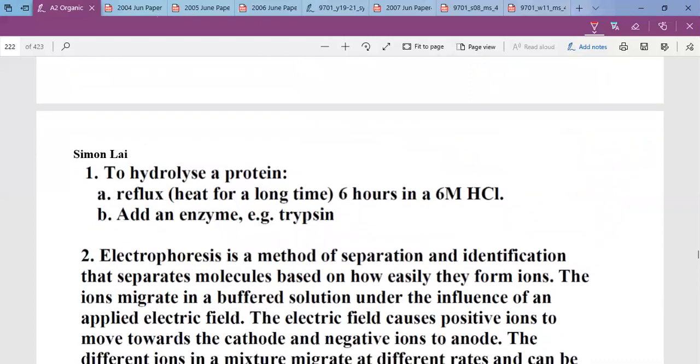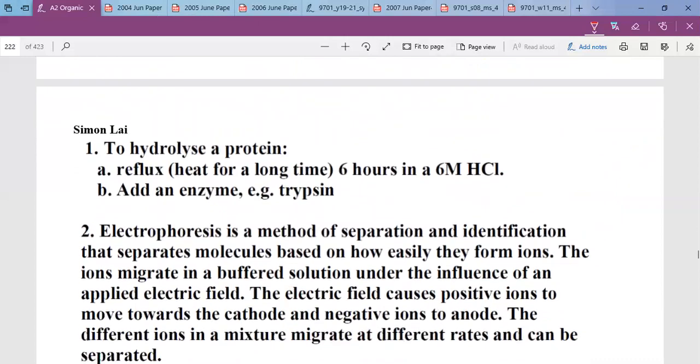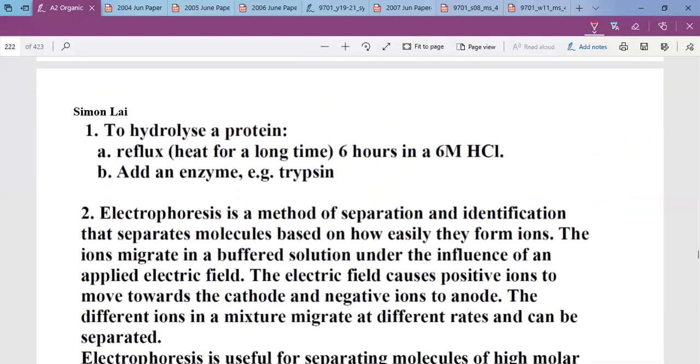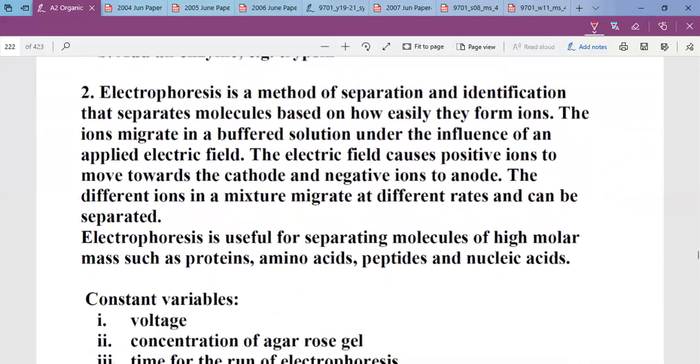So how to hydrolyze, how to break up the protein? Reflux. To be exact, the marking scheme says 6 hours with 6 molar HCl, or you can use trypsin. So forth and so forth. Here you can see now.